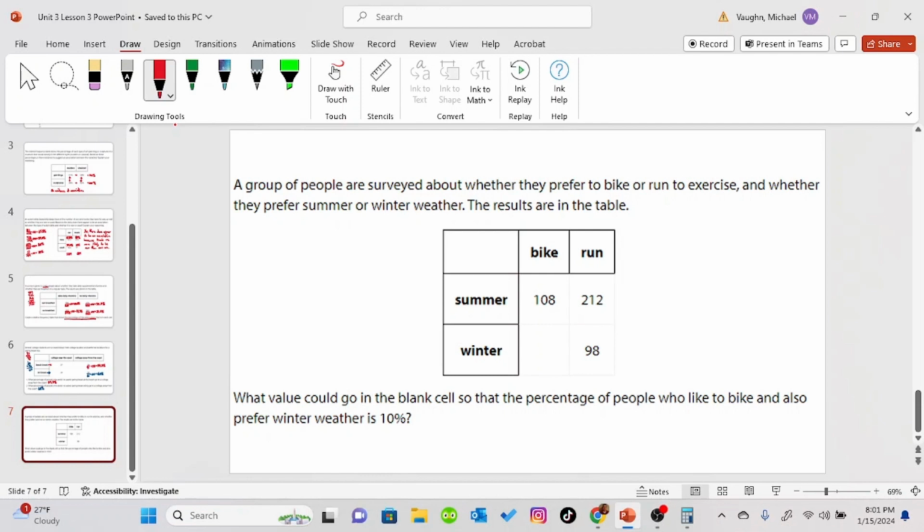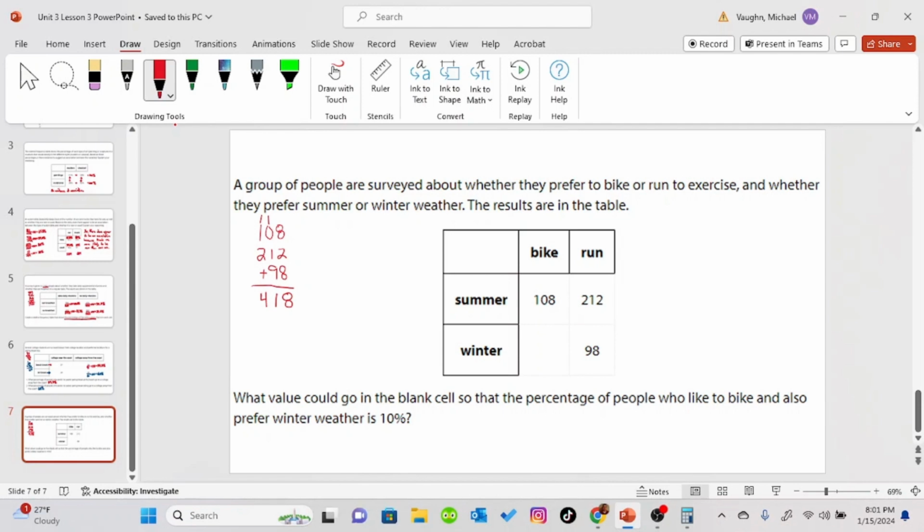So if we add them together, we have 108 plus 212 plus 98. 8 plus 2 is 10. 10 plus 8 is 18. Carry the 1. 1 plus 1 is 2. 2 plus 9 is 11. Carry the 1. 1 plus 1 is 2. 2 plus 2 is 4. So there are 418 other choices.